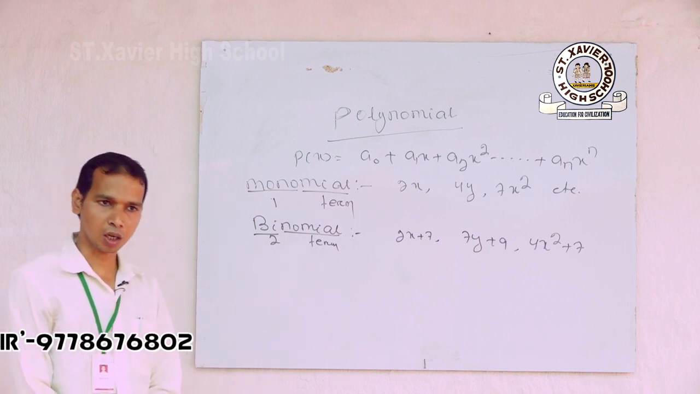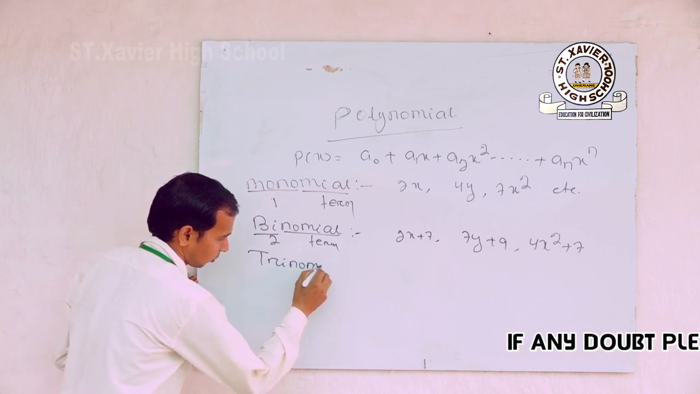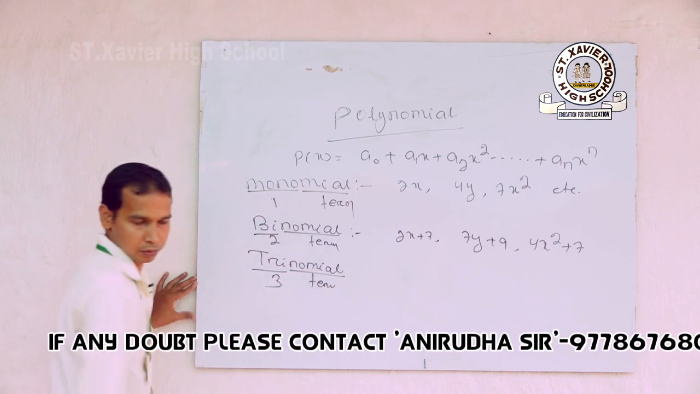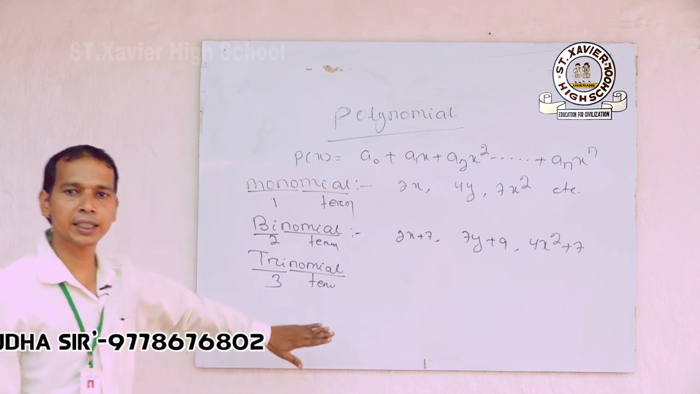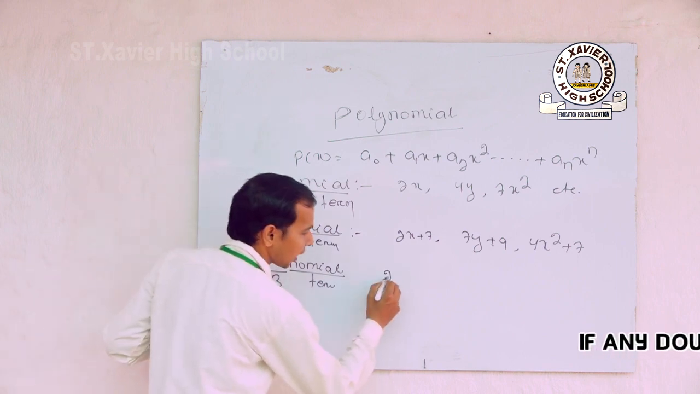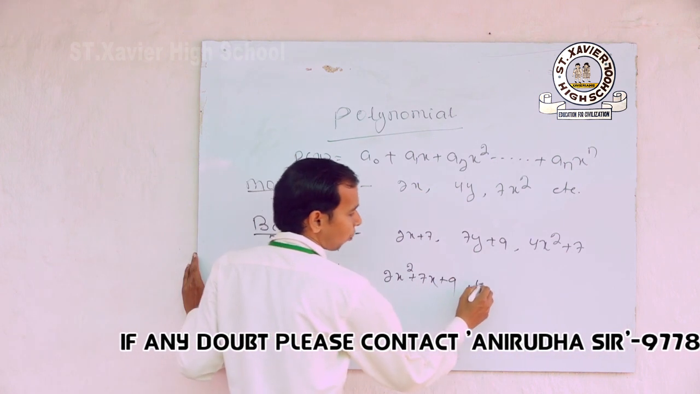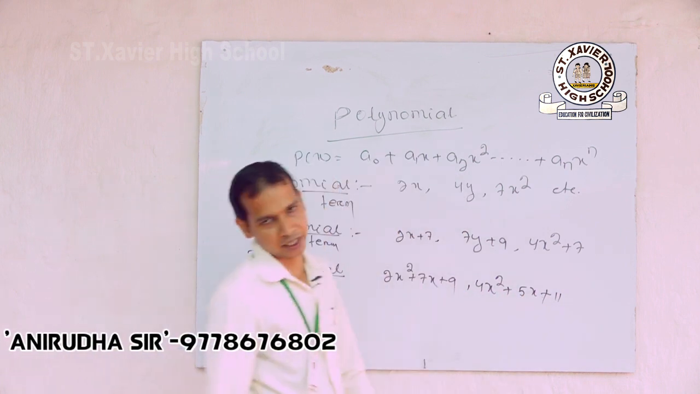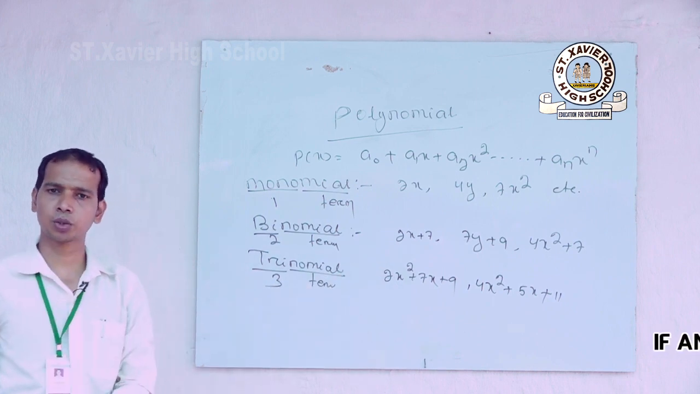Then come to third, trinomial. Tri means three, nomial means term. So an algebraic expression containing three terms is known as a trinomial. Example, 2x square plus 7x plus 9, 4x square plus 5x plus 11, etc. And then quadrinomial, pentanomial and so on.